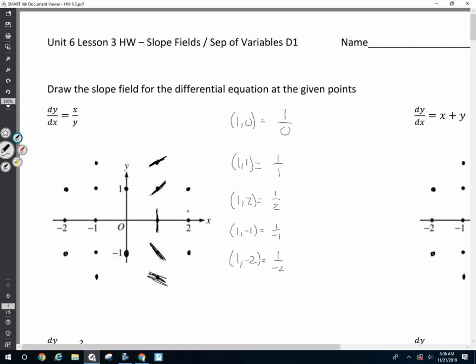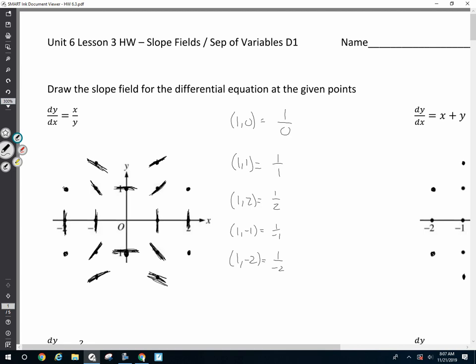Some things we can do quickly: if we see that y is 0, we'll have a vertical tangent. When x is 0, it's 0 over 1, 0 over negative 1, horizontal tangent. And then usually, depending on the symmetry of things, we'll see opposites. So (1, 1), (1, -1) is going to be a slope of negative 1. Negative 1 over negative 1 is going to be a slope of positive 1. (-1, 2), so negative 1 over 2, negative a half. This will be positive a half.